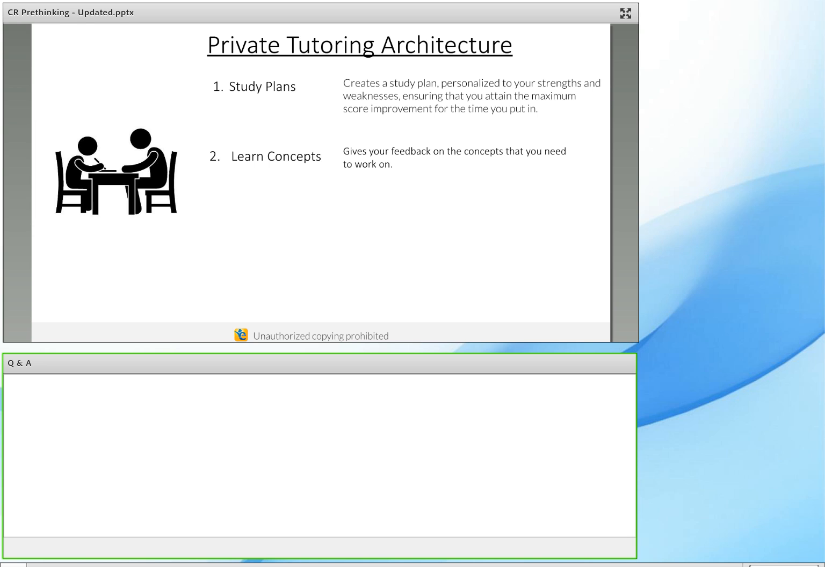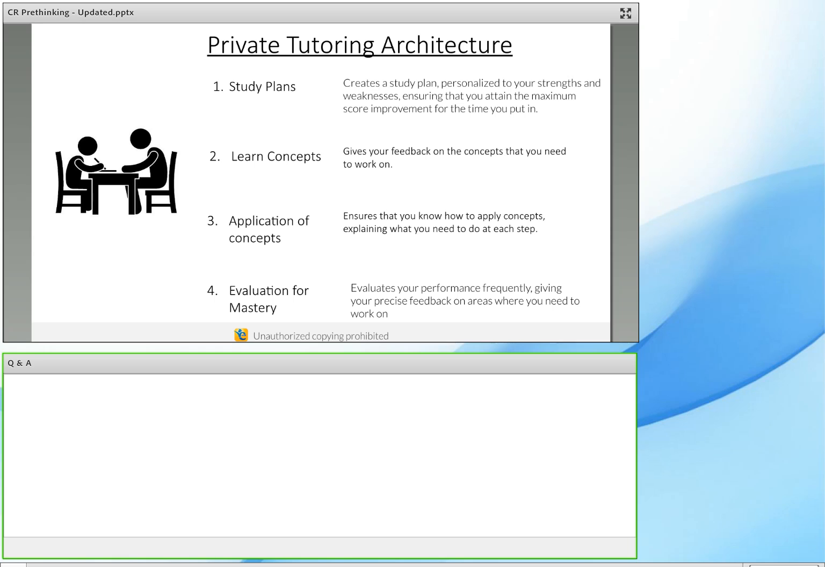Then a private tutor would actually teach you concepts. And as you're learning those concepts, a private tutor will give you feedback on the concepts that you need to work on. One area where I think working with a private tutor makes the most difference is learning how to apply those concepts. The private tutor will actually tell you what you need to do in step 1, 2, and 3, and will give you feedback when and where you're faltering.